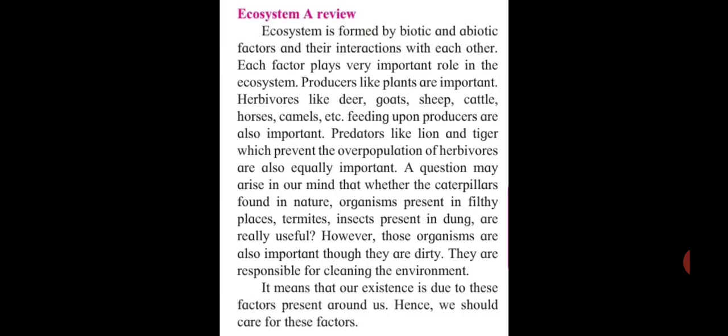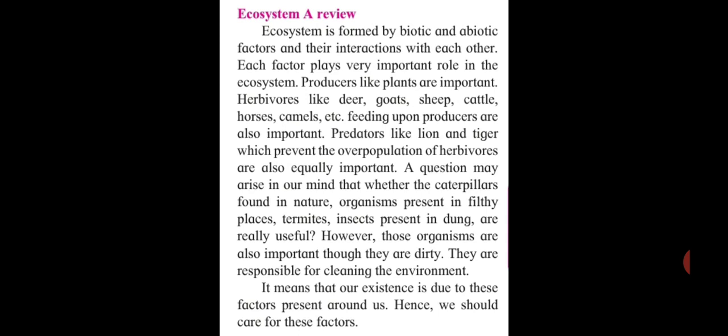A question may arise in our mind whether the caterpillars found in nature, organisms present in filthy places, termites, insects present in dung, are really useful. However, those organisms are also important, though they are dirty. They are responsible for cleaning the environment. It means that our existence is due to these factors present around us. Hence, we should care for these factors.